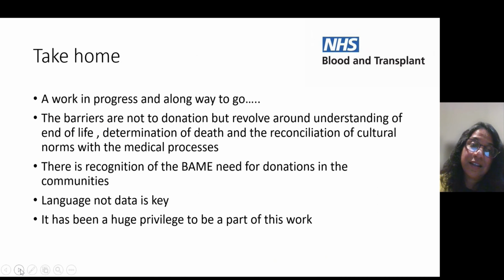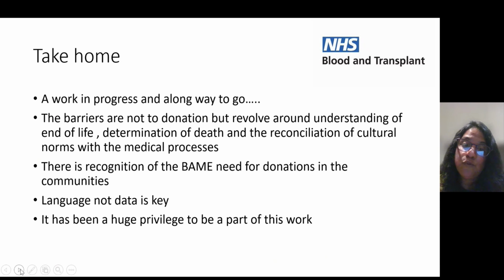The take-homes and messages that I would like you to take away is that it is still a work in progress, and there's still recognition that there is a need for awareness in the BAME communities. But what I would like to emphasize is that the barriers in these communities are not to donation, but revolve around understanding of end of life, determination of death, reconciliation of cultural norms with medical processes. Language, not data, is key, and it's been a huge privilege to be a part of this work.